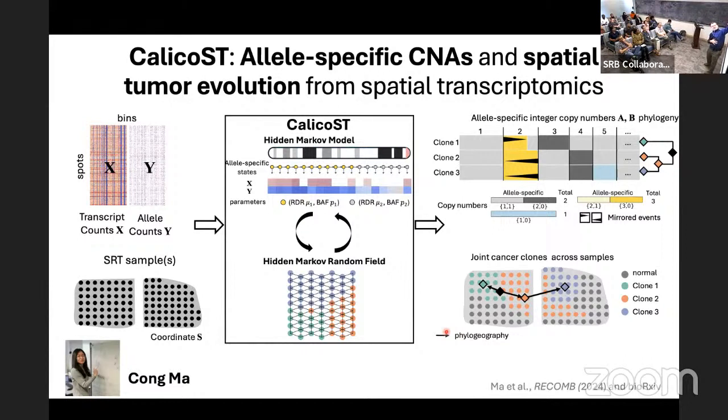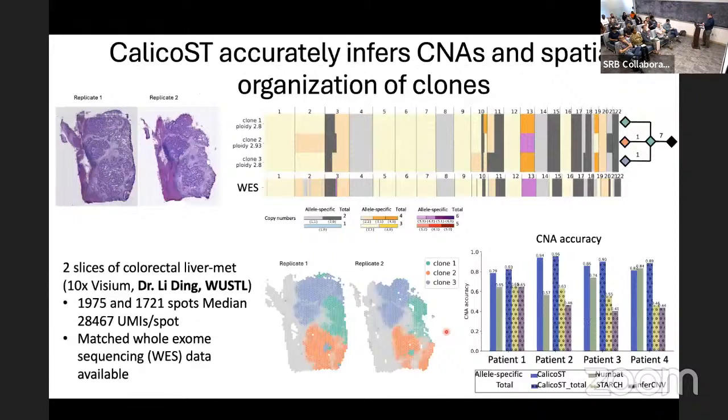The output is these copy number profiles, right? For each region of the genome, how many copies of the maternal and paternal allele do I have? And for each of these copy number profiles, these are what we call clones. So these are groups of spots. You don't get a copy number profile for each spot, you just get groups of them because you have to avoid overfitting. And then you can build a phylogeny, the relationship between these, and you can look at how the tumor is evolving in space. So you've got genetic and geographic information linked together. That's what we're producing with this algorithm.